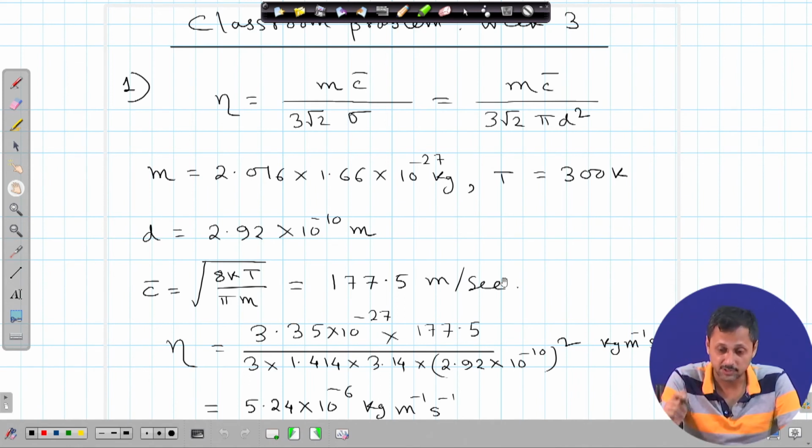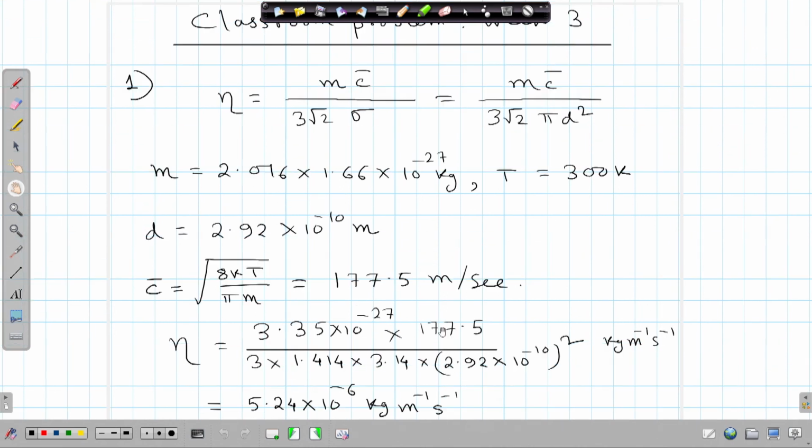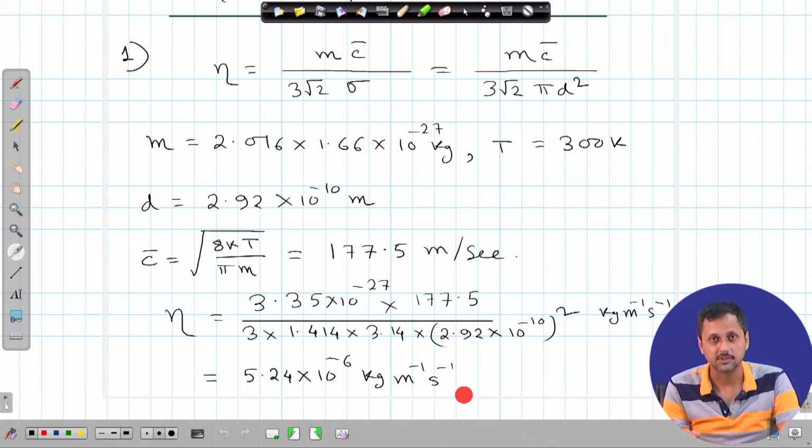Next, we just have to put the numbers in. We have to put the value of m, the value of C bar, and the value of sigma, which is pi d square, and finally we get 5.24 into 10 to the power minus 6 kg meter inverse second inverse.